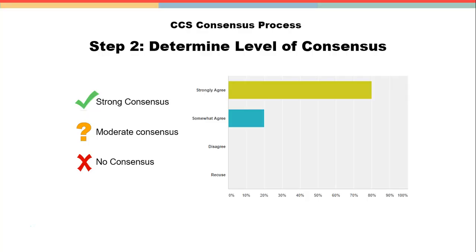The second step is to review the survey results and determine the level of consensus for each recommendation. CCS staff will collate and share the results anonymously with the co-chairs and the primary panel members. The panel then reviews the results along with the supporting comments to determine the level of consensus. There are 3 levels of consensus: strong, moderate, and no consensus, and each level is handled differently.